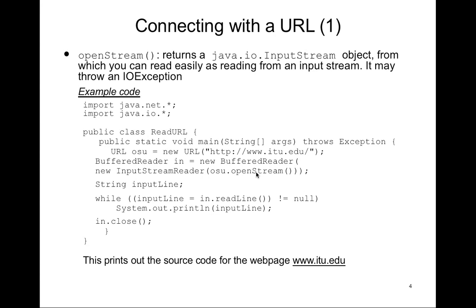So the method openStream follows the URL out to itu.edu, takes whatever's out there, which is the index.html page or index.something, takes that and reads it in line by line. So the string inputLine here is going to say inputLine is equal to in.readLine. So while we still have lines, basically take all that information and read it in.